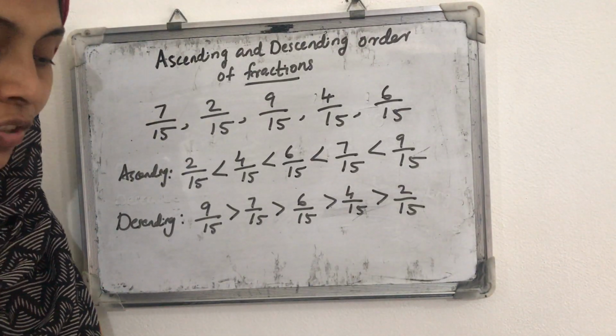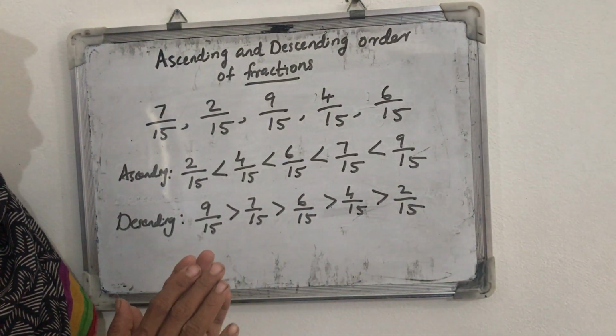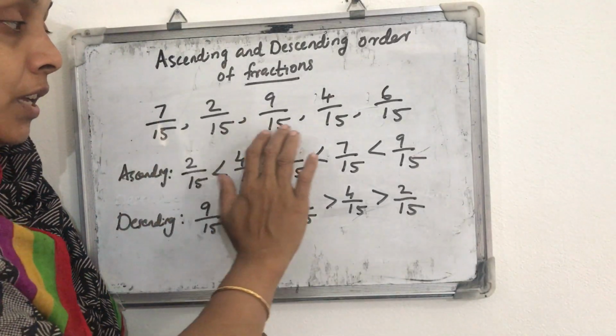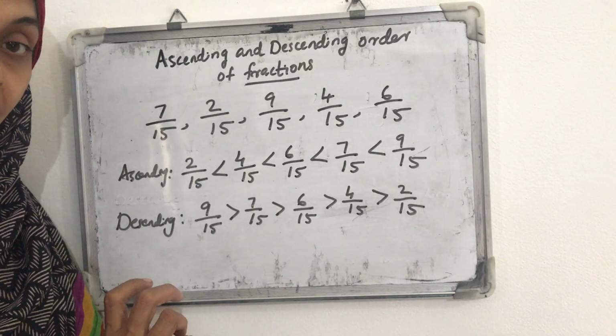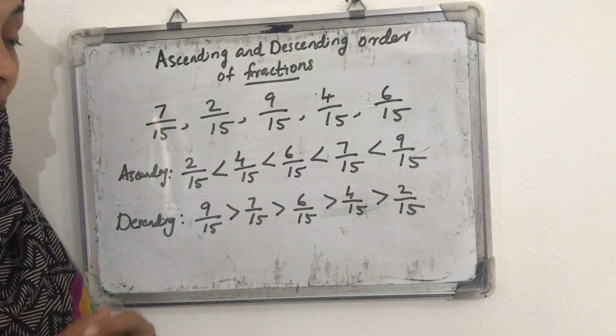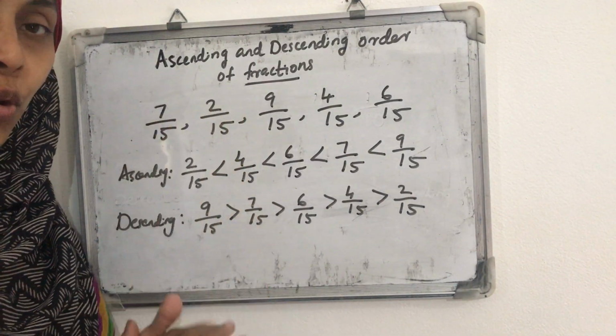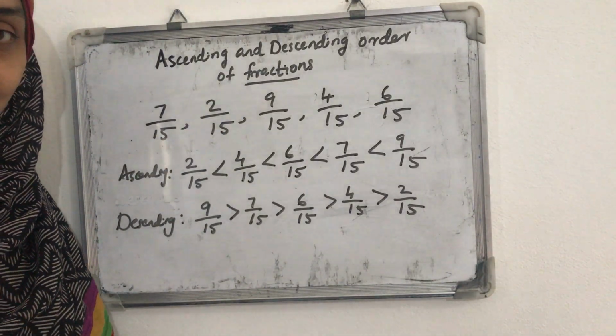Okay, all of you understand? So it is very easy. If you want to check, first check that the denominators are the same. That means you check whether the fractions are like fractions or not. After that we can compare the numerators. Okay, thank you.